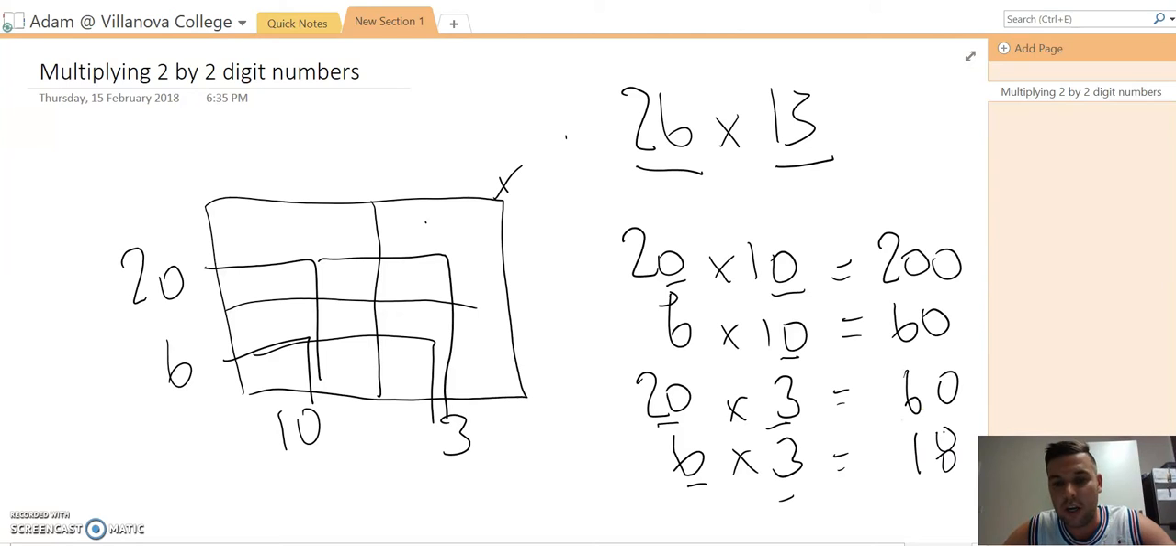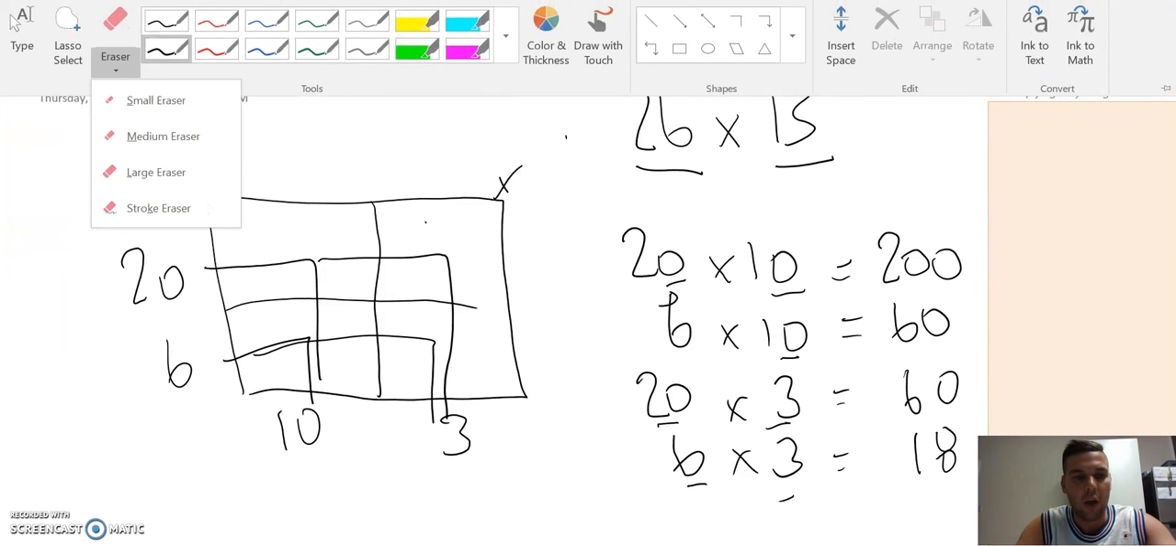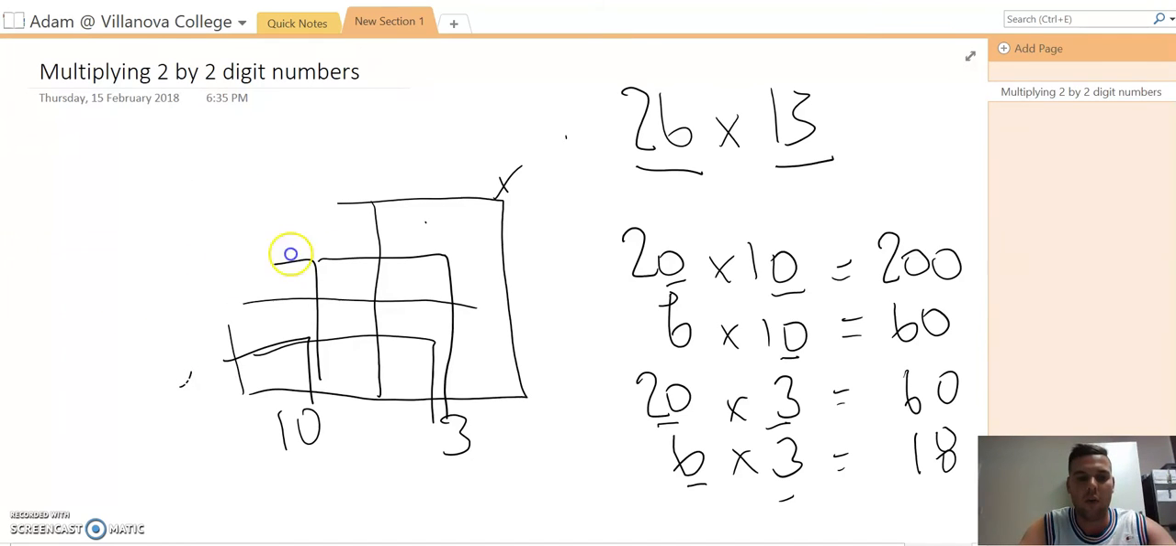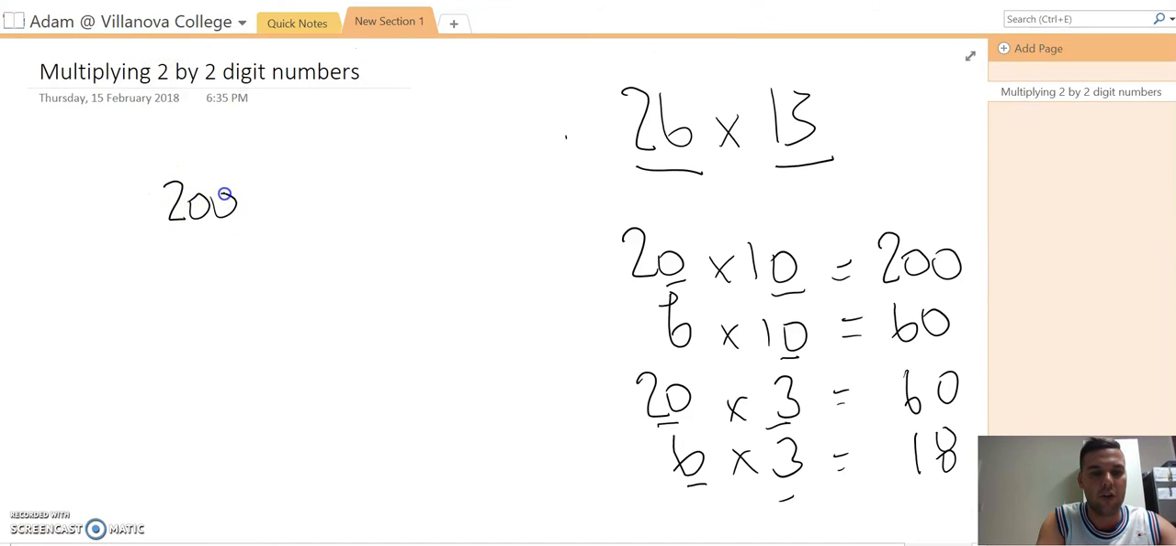Now we know with our partial product strategy, the best way to solve our final equation is to add them all together. So we've got 4 numbers now that we can add that are fairly straightforward. So we do that over to the side. 200, 60, 60, and 18. We add them together.